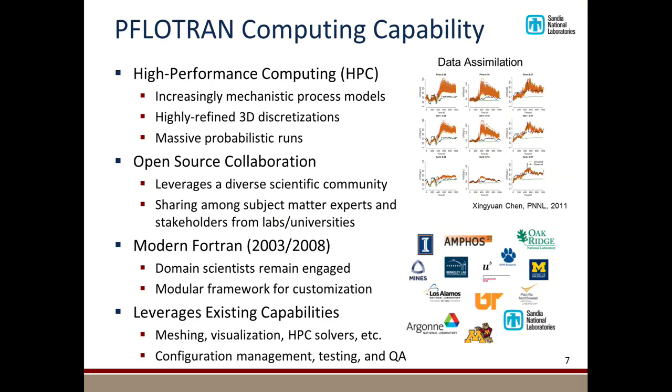Other aspects of our computing capability: open source collaboration. We like to have everyone in the world who wants to be involved. We invite them to be involved. It allows us to leverage a diverse community.